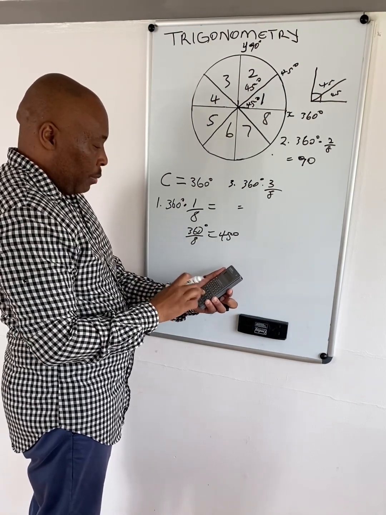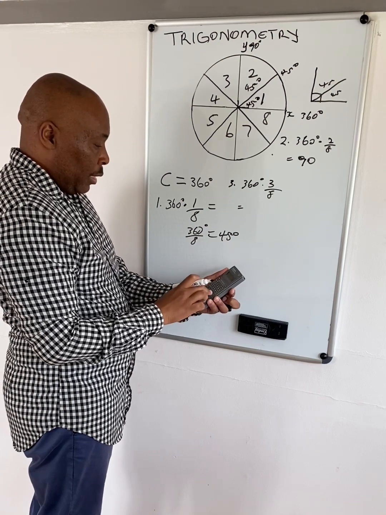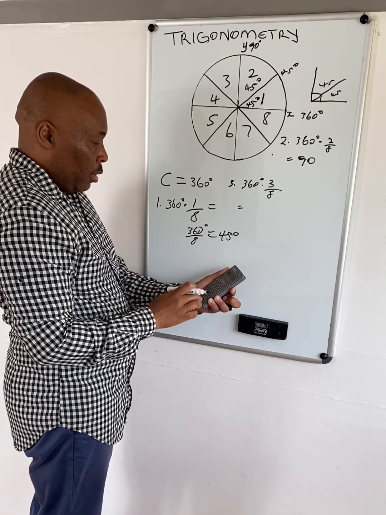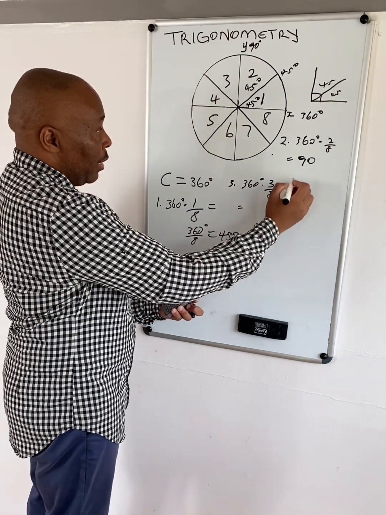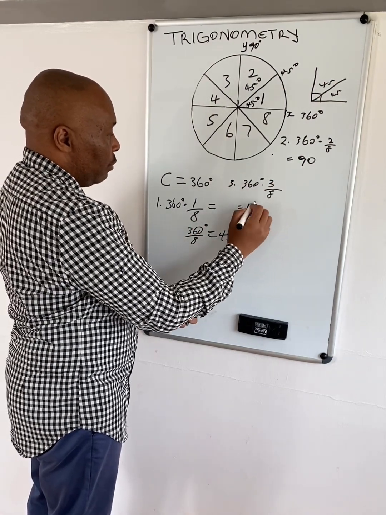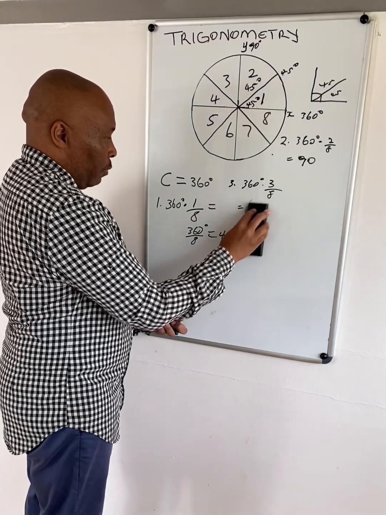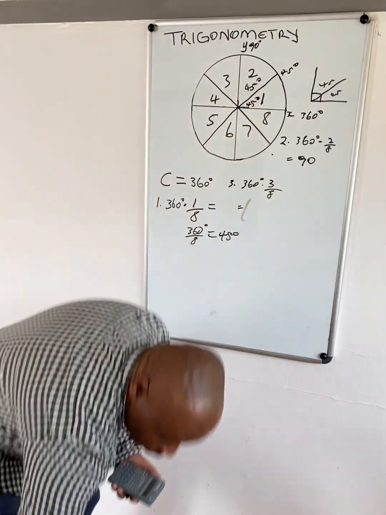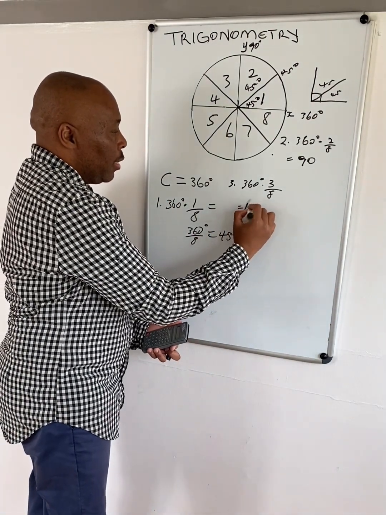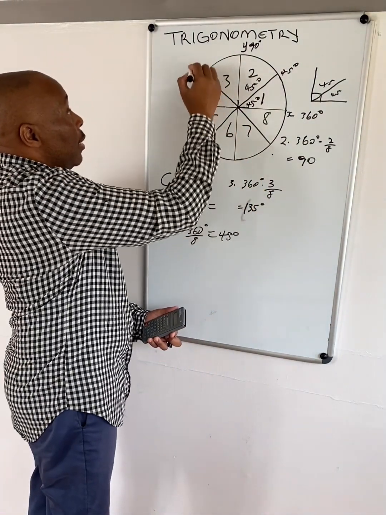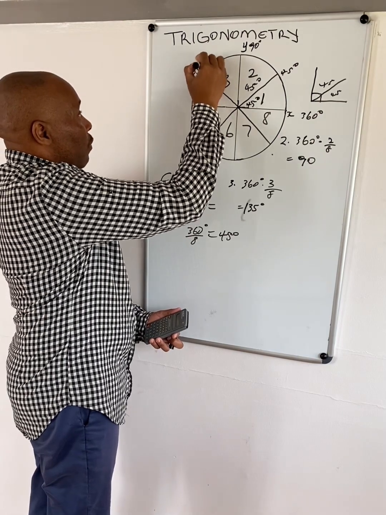Sorry, 360 times 3, we've done 2. 360 times 3 divided by 8 gives us 135. So this is 135 degrees, and here is our 135 degrees.